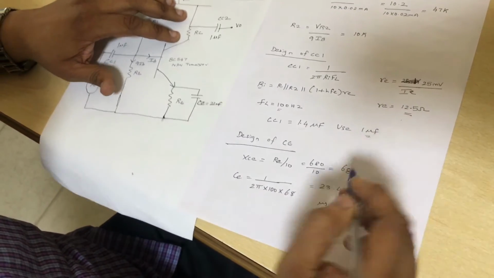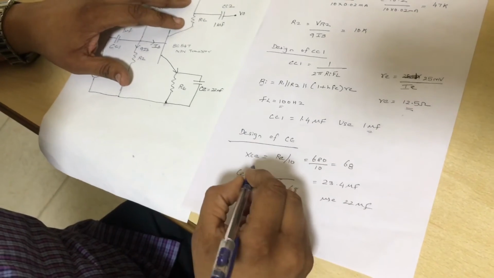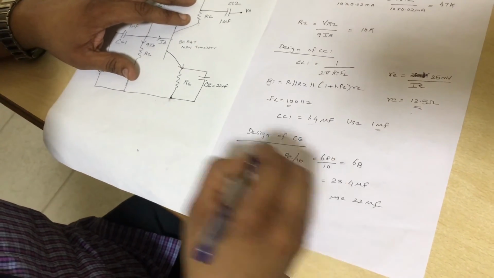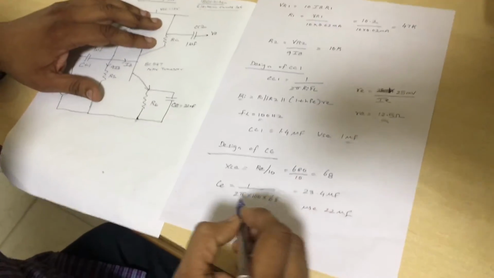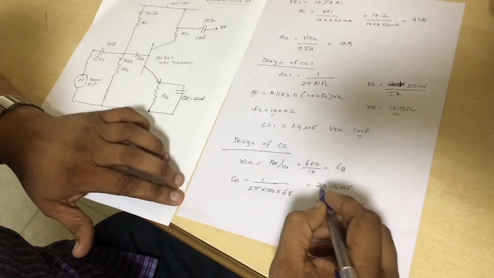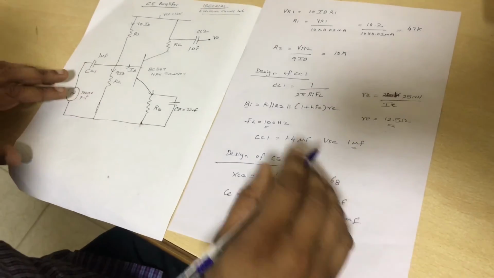In the design of the bypass capacitor, we're going to assume that the reactance is 1/10 of the emitter resistance, which comes to 68. So when you use that in the calculation, C comes to around 23.4 microfarad, and we use 22 microfarad. So that's the design.